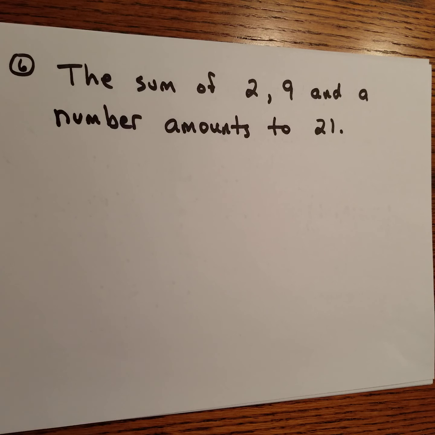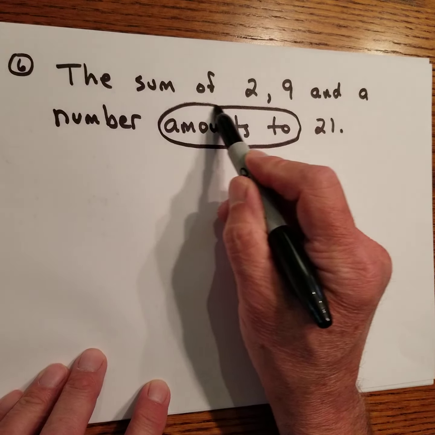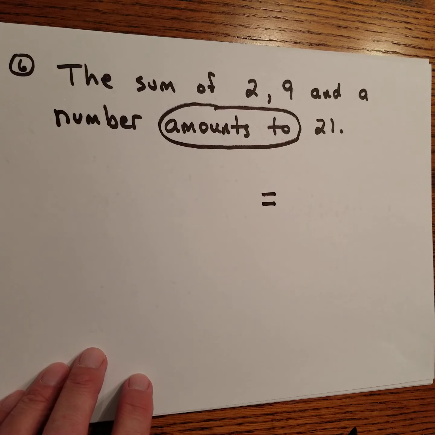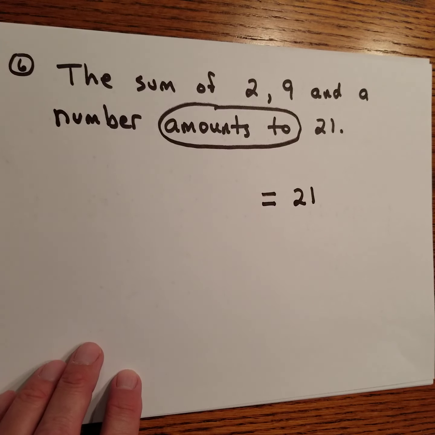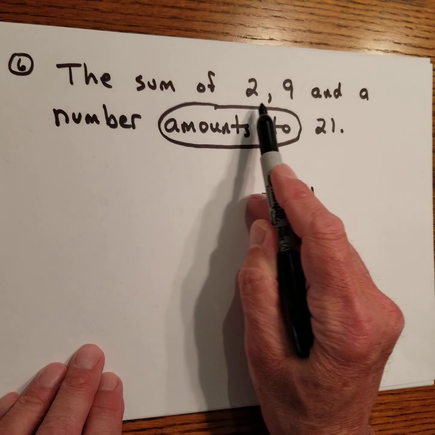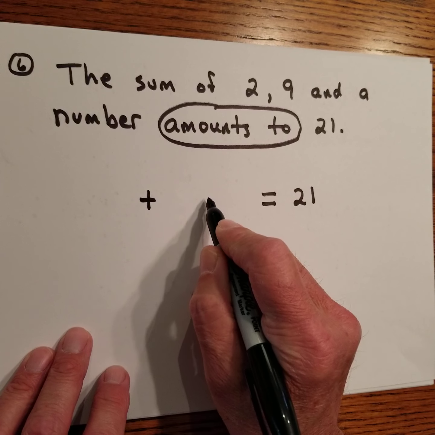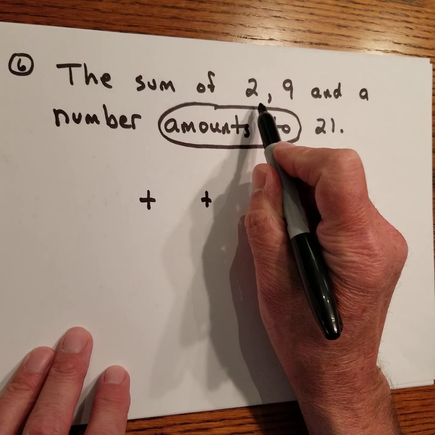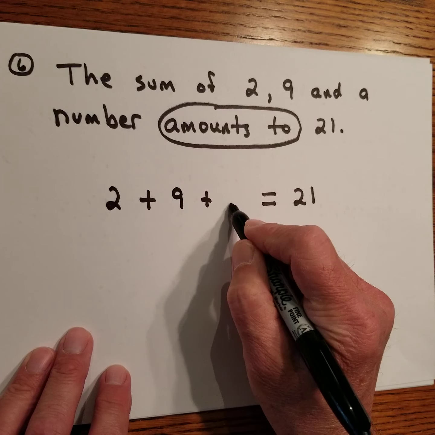The sum of 2, 9, and a number amounts to 21. What's the equal sign? Amounts to. That's equals. Now, what's the only thing that comes after the equal sign? It's the 21. Before the equal sign is all of this. Can we write the sum of 2, 9, and a number? We're adding three things together. We're adding the 2, the 9, and a number.